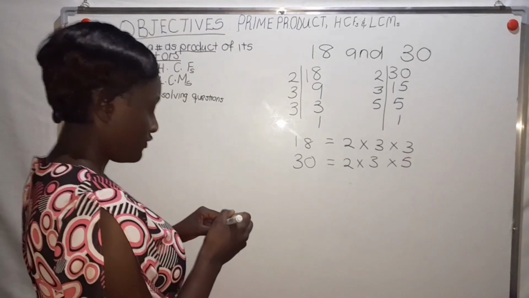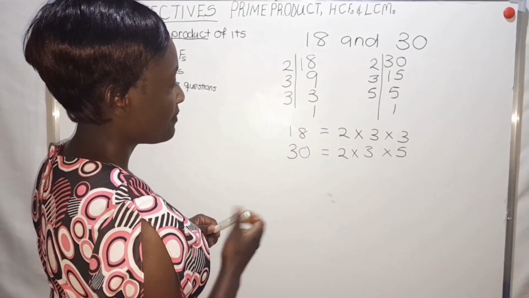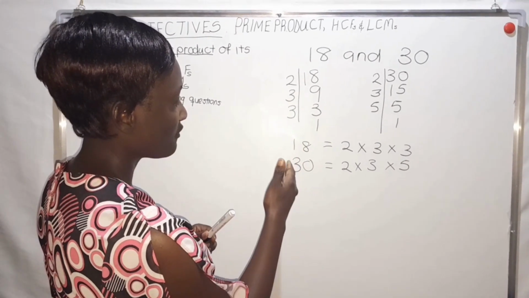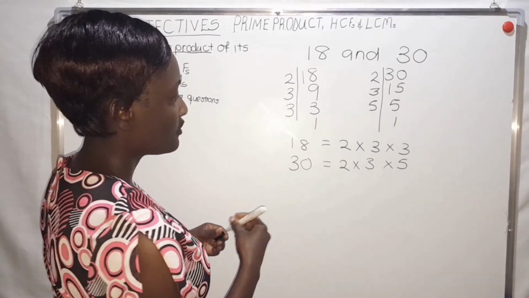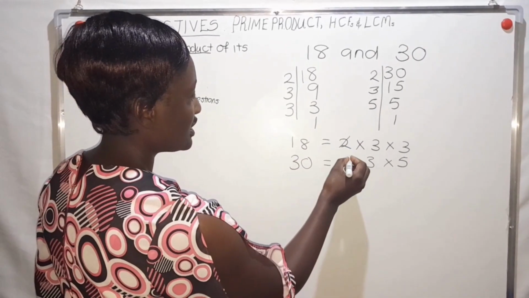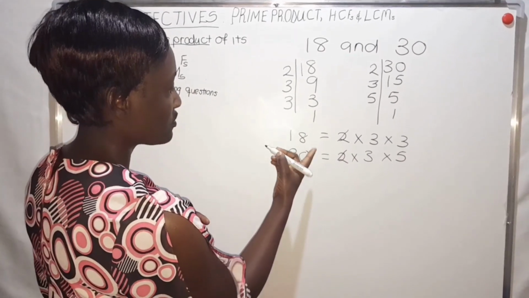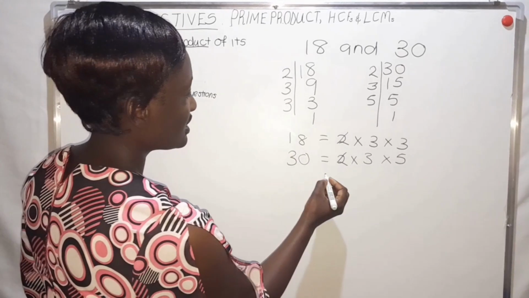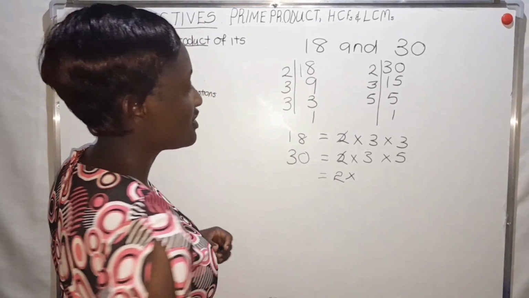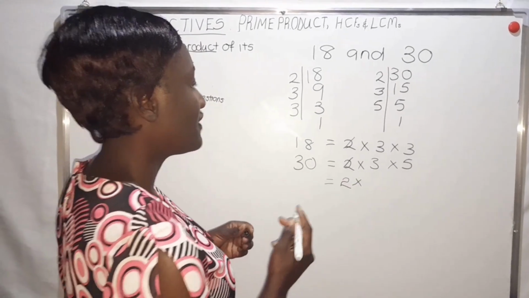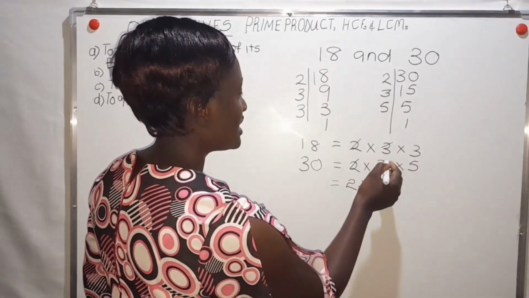So we want to find the highest common factor. We pick the common factors that we are getting from 18 and 30. For example, we are getting 2 here and 2. So it means 2 is a common factor that we are finding between 18 and 30. We write 2. We look for other factors that we are finding in 18 and 30. We are finding 3 and 3.